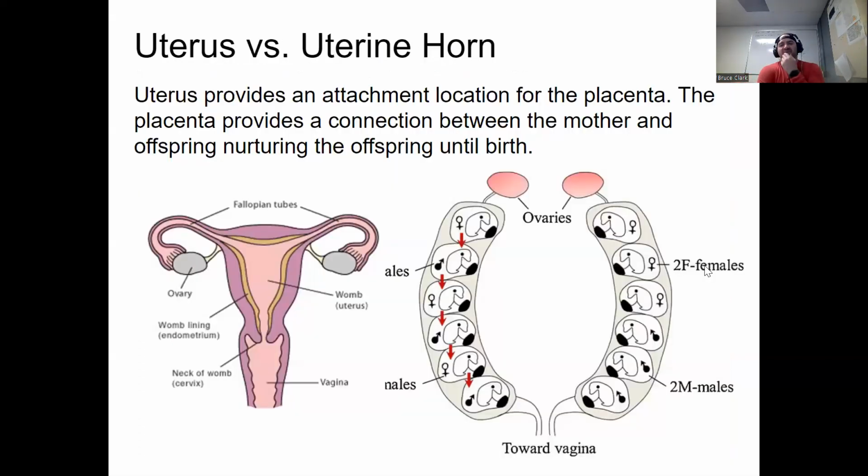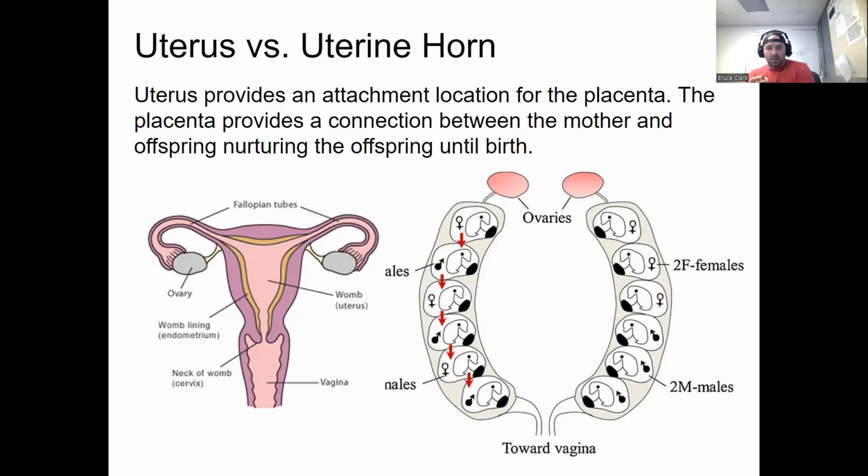So, a couple things right out of the gates. The hardware of mammalian reproduction. All right, the uterus versus a uterine horn. On the left side of the screen, we see a human uterus. That's something you probably have talked about in health class before, but it provides an attachment location for the placenta, excuse me. And so it provides a connection between the mother and the offspring so that they can be nurtured until birth.